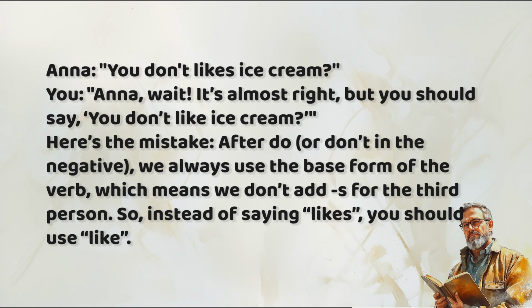Here's the mistake. After do or don't in the negative, we always use the base form of the verb, which means we don't add s for the third person. So, instead of saying likes, you should use like. Correct sentence. You don't like ice cream?